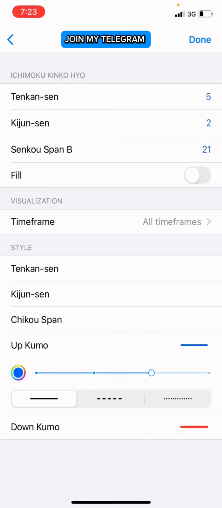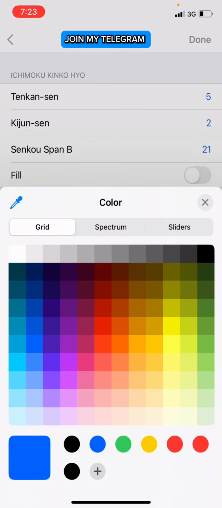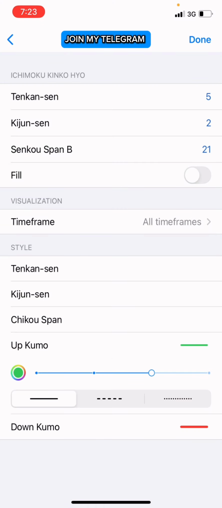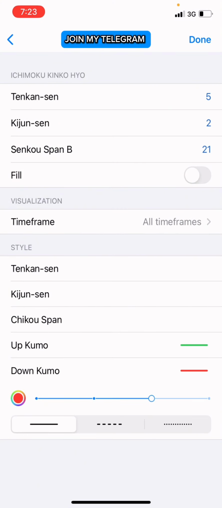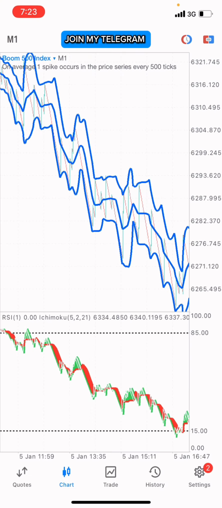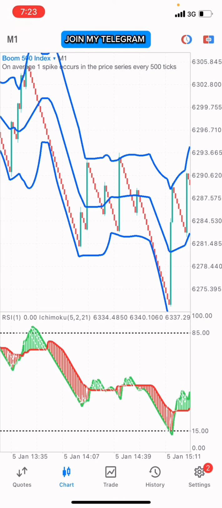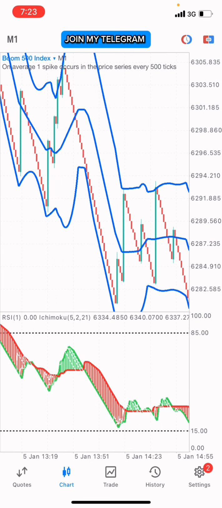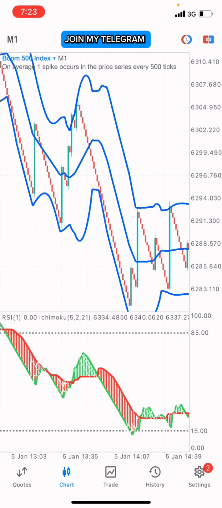We're going to leave it at color green, right? We're going to put that on color green right here. Then for the down Kumo, we're going to put that on 3 pixels as well with color red, with this first trend line. All right, then we're going to click on done, as you can see at this very point. So now basically this is how the strategy is at the moment.